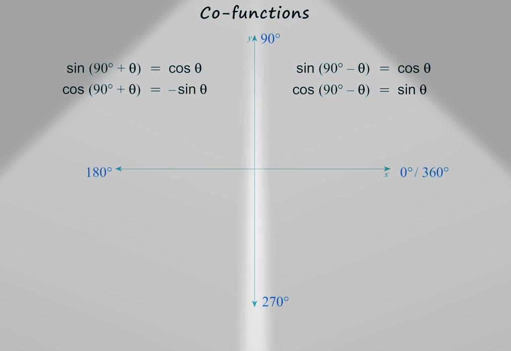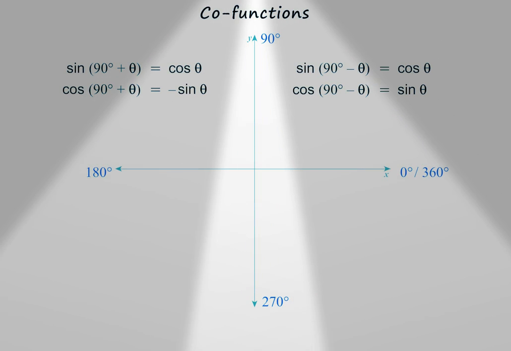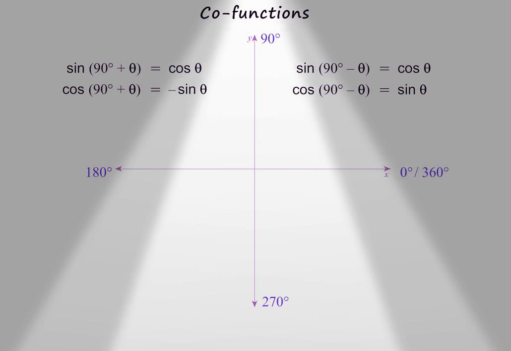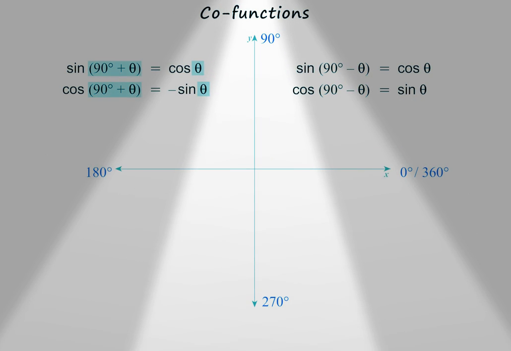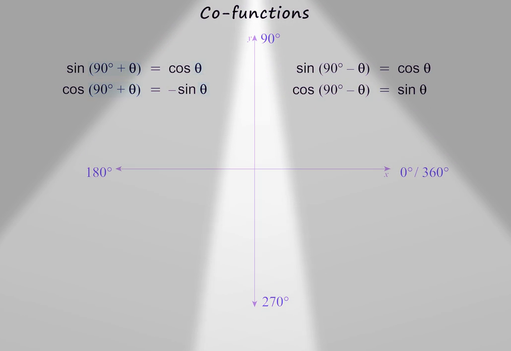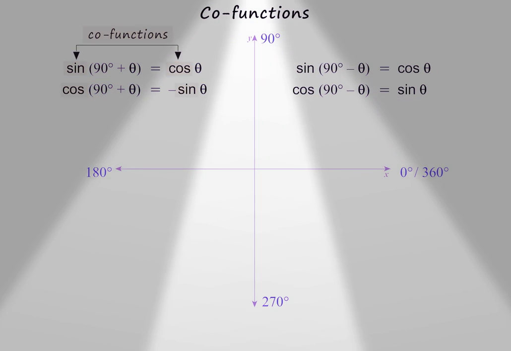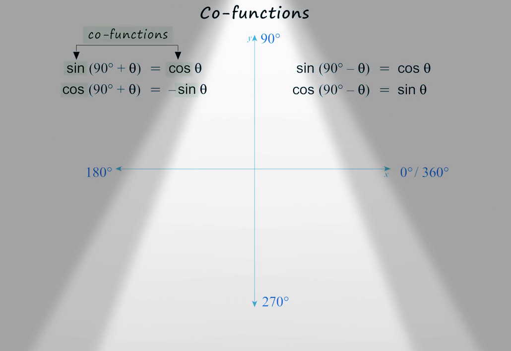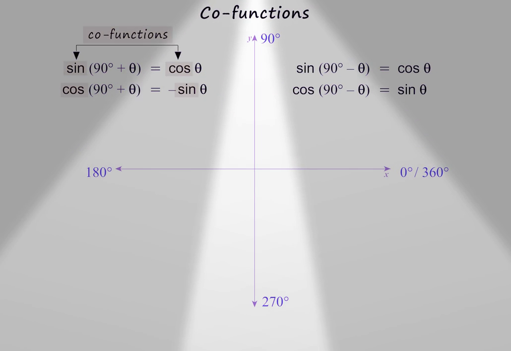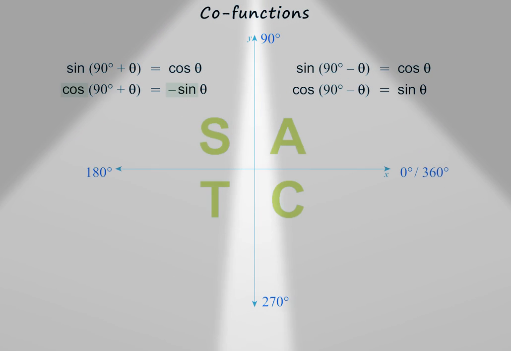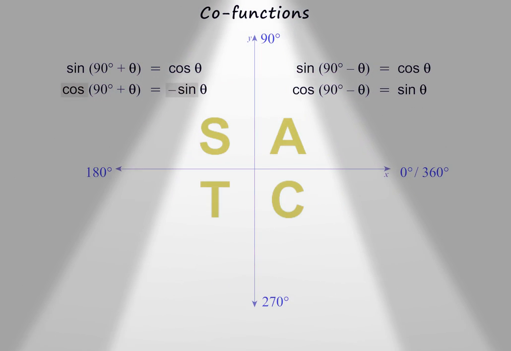There is one more pair of cofunctions that you need to know about. They represent the angles in the second quadrant. Instead of 90 degrees minus theta, we now reduce 90 degrees plus theta to theta. Again, the functions sine and cos change to their cofunctions. And very important to remember, because cos is negative in the second quadrant, cos 90 degrees plus theta reduces to minus sine theta.